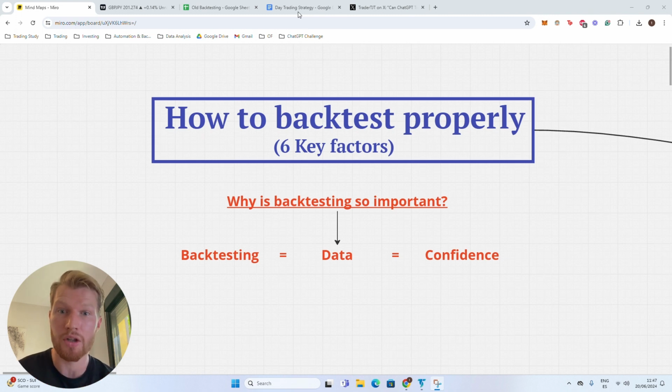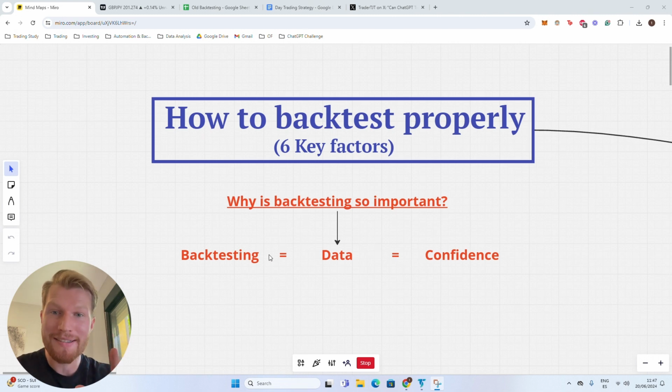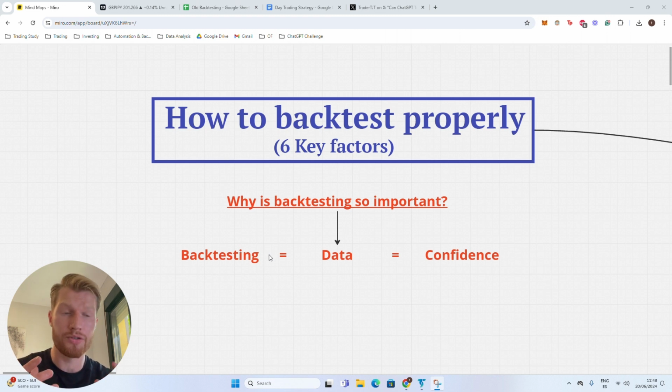These are factors that I've learned along the way that hopefully you can learn from this video and will improve your backtesting and will improve your trading. Because as I said here, why is backtesting so important? Backtesting equals data and data equals confidence. So if you don't have any backtesting data, I'm going to tell you right now, as you collect more data, your confidence in your systems, in your own trading is going to grow. And that is why backtesting is so important. So hopefully I can share some knowledge on how to backtest properly, the 6 key main factors, help you improve backtesting. So let's get into it.